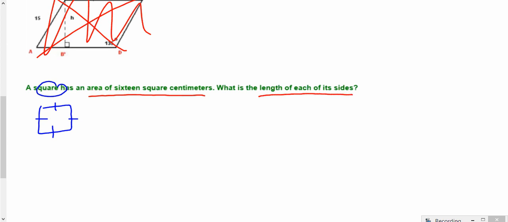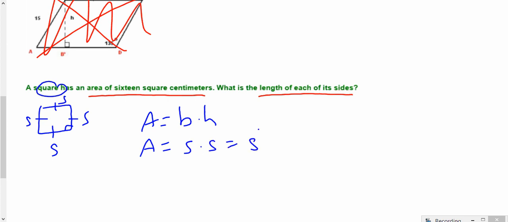Well, the good news is that with a square, one side is equal to all the sides, so all we have to do is find one. Now granted, we have a formula that says area equals base times height, but as we just said, the base and the height are going to be equal in a square because it's a square. So we're going to call the sides S, and the formula changes a little bit. And instead we use area equals S times S, which is just S squared.